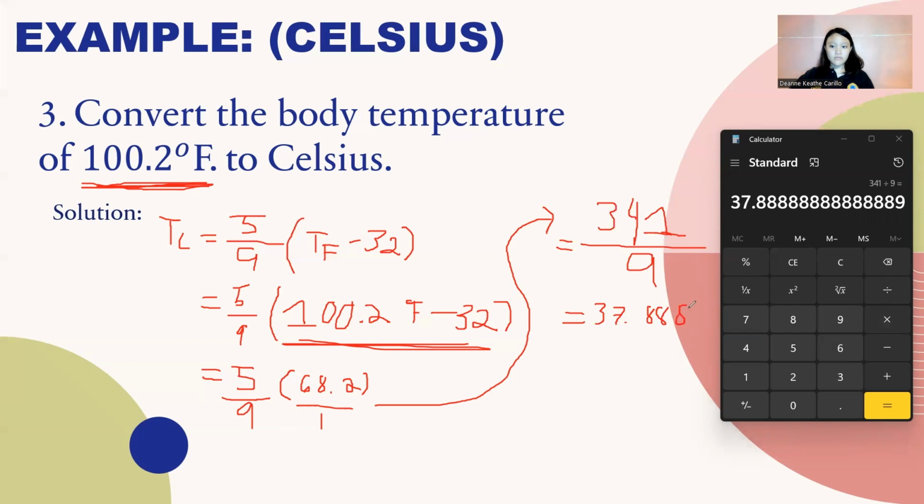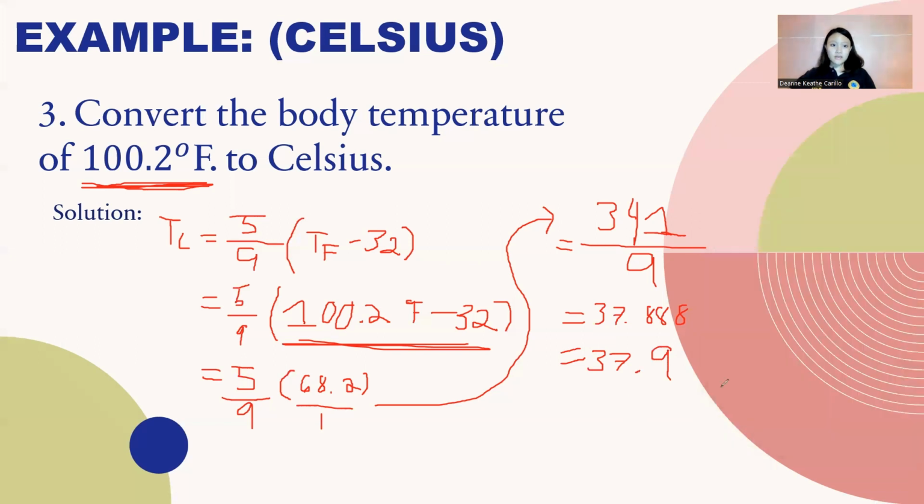37.888, and round it off so we don't get complicated of getting an answer because it has so many decimal non-zero numbers. 37.9. And don't forget the temperature scale afterwards. Okay. After getting the answer, we should put always the temperature scale, which is Celsius. Now let's proceed to the next temperature scale, Fahrenheit.